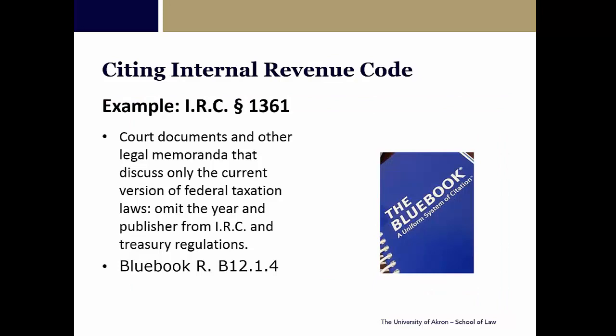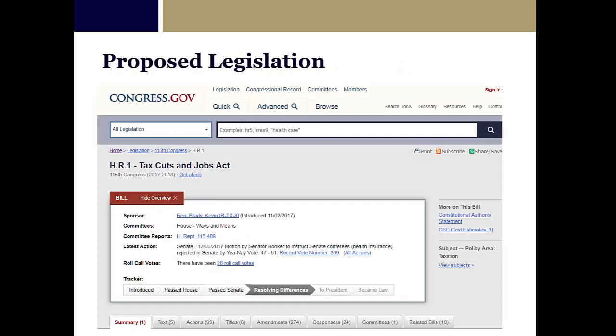So when you cite to the Internal Revenue Code, you can actually use a shorter format. If you are writing a court document or legal memorandum, you could use a shorter format than the traditional 26 USC section whatever format, and then the publisher and the year and all that other stuff. You can just put this. However, that is only if you're only citing to current versions of the federal tax laws.